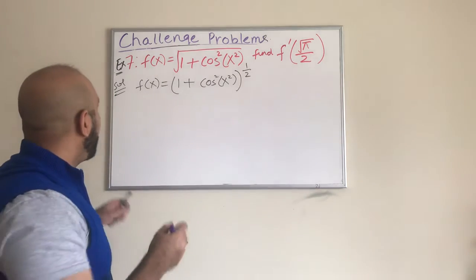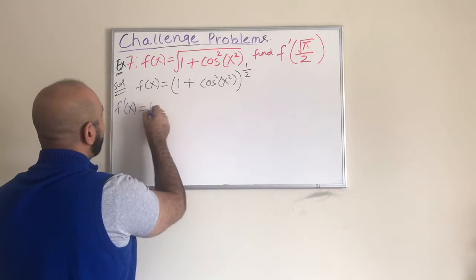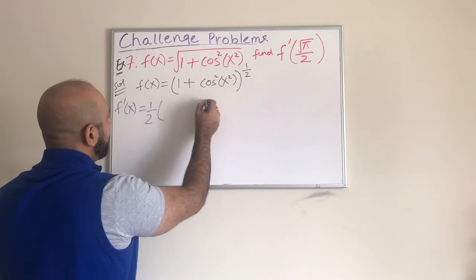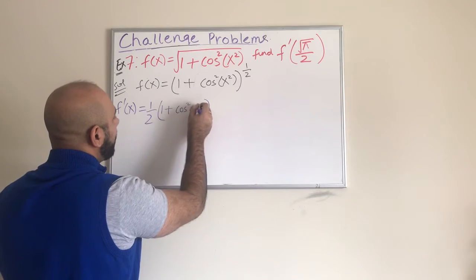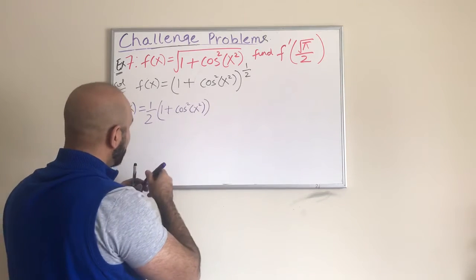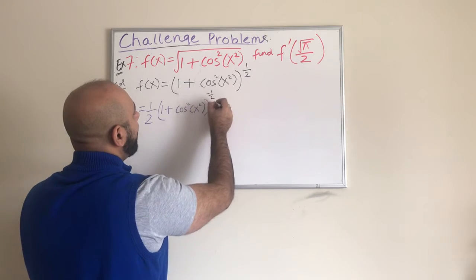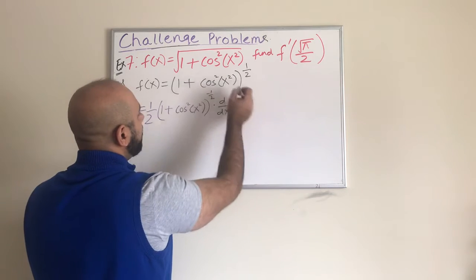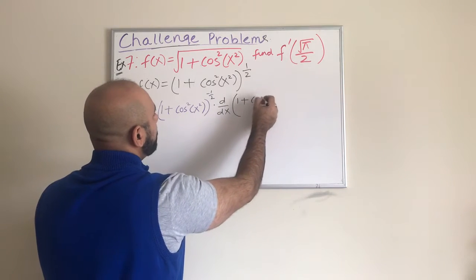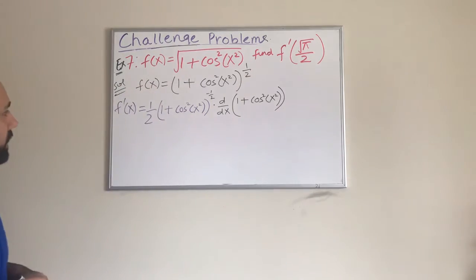So let us start with that, defining the derivative f prime of x. First of all, I have to bring that 1/2 up front, and then whatever is inside the parentheses, I just rewrite: 1 plus cosine squared x squared. And guys, I have to raise this to the power n minus 1. 1/2 minus 1 is just negative 1/2. Then I multiply by d over dx of this inner piece, 1 plus cosine squared x squared. And that's it. That's the first step here.